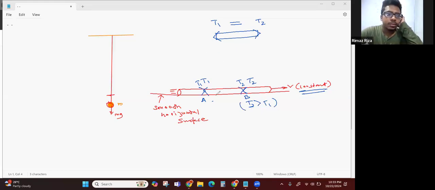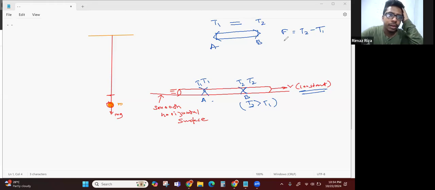So then now we can consider the AB part of the string and its free body diagram. Now see, if T2 is greater than T1, then there will be an unbalanced force F equals T2 minus T1.